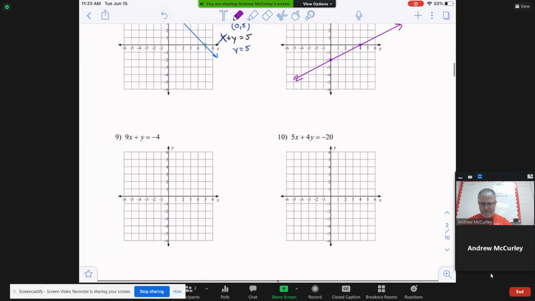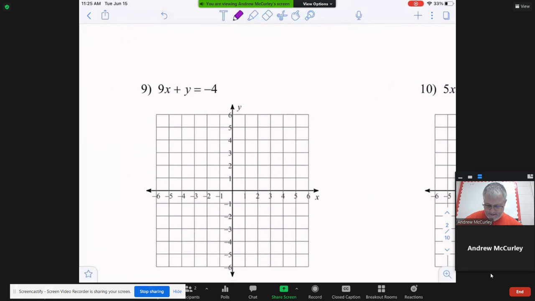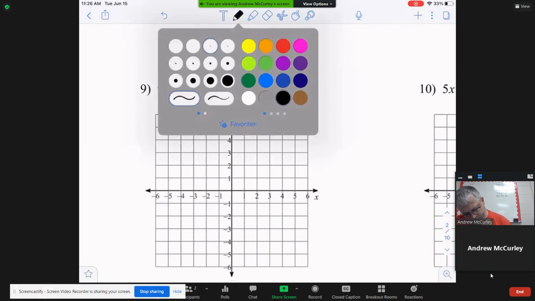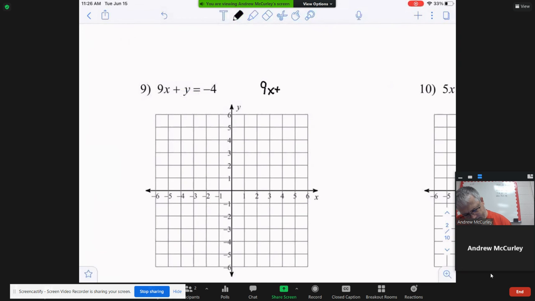Anyway, now if I were to do this one, that doesn't look so good. If I were to write this one again, I've got 9x plus y equals 4. If I got rid of the x, that would be fine. But if I get rid of the y, I'd end up with an x-intercept of 4/9. Well, that's not going to work. I can't graph with that.